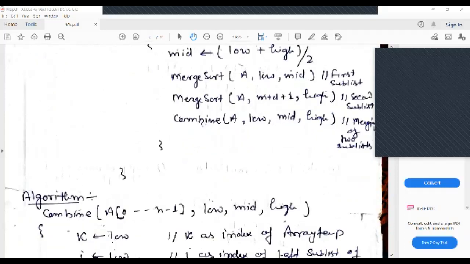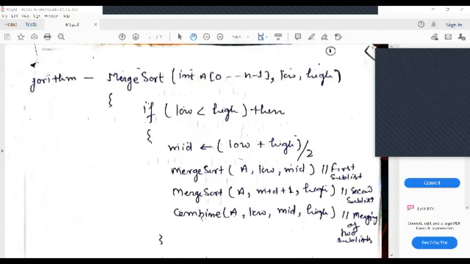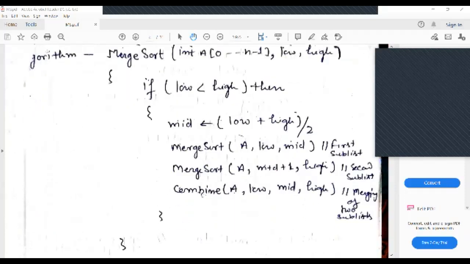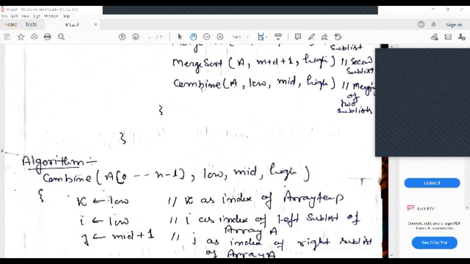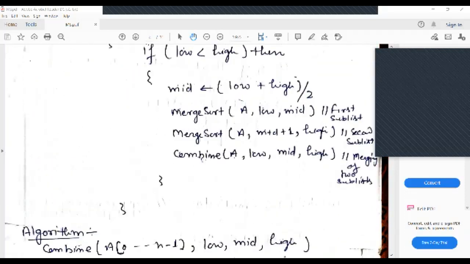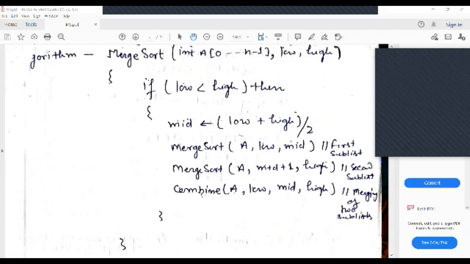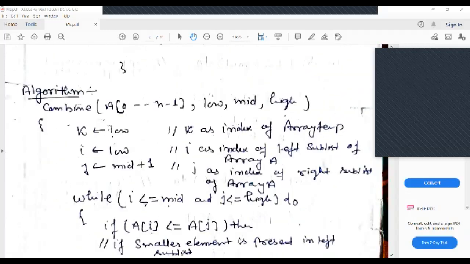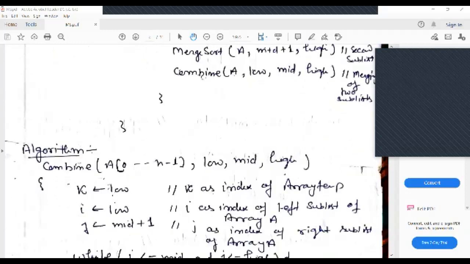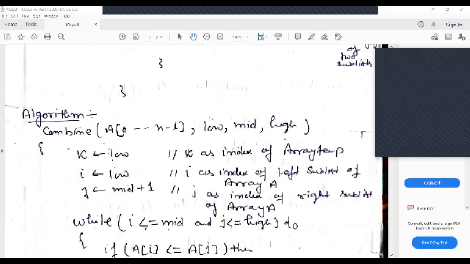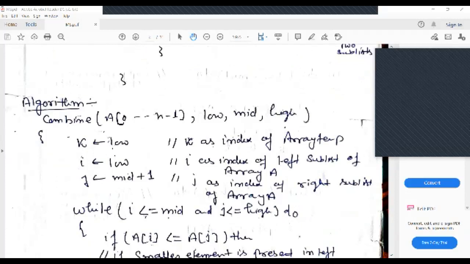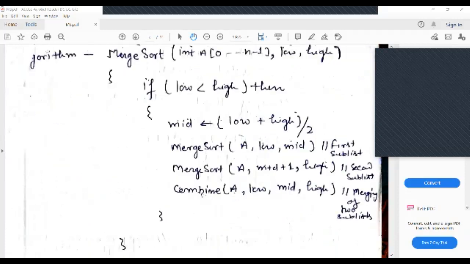So let us see another algorithm for the combine. Whenever you are asked to write the algorithm for merge sort, you have to write the main merge sort procedure and this combine, which is called at each successive call of merge sort. So let us see how combine works. In the combine, as you have already seen, we pass the array, low, which is the first index, the middle index, and high. This procedure is called by the main algorithm, that is merge sort.